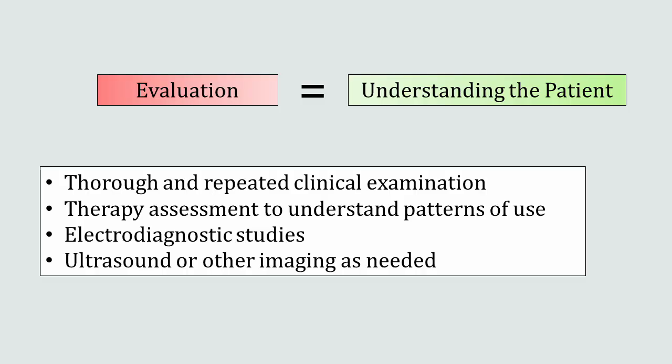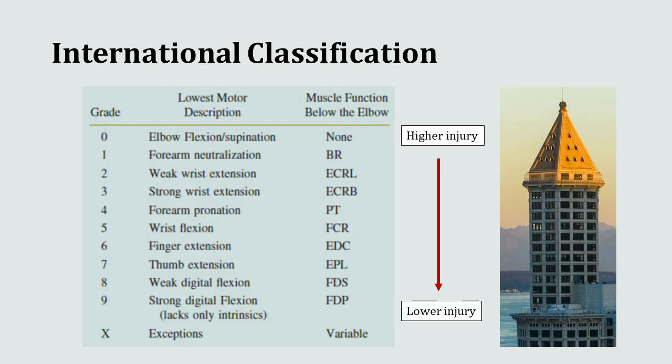So that means doing the exam multiple times and being sure we know what's strong, what's not, what's under voluntary control, what's not. And that can include assessments by the therapists. And sometimes it includes electrodiagnostic studies like EMG and sometimes other imaging. And again, all of this is done in order to put each limb somewhere on this international classification. And what this does is it tells us what we have available to donate.